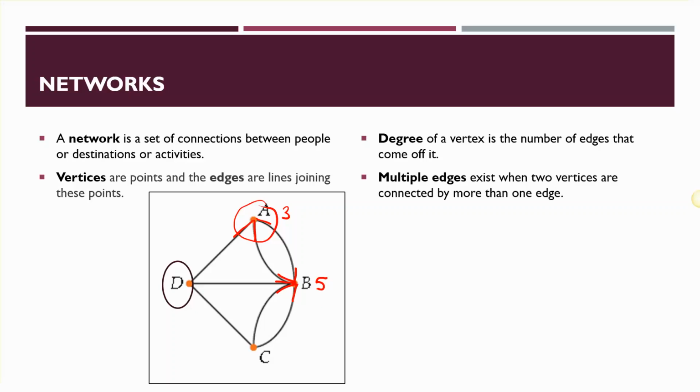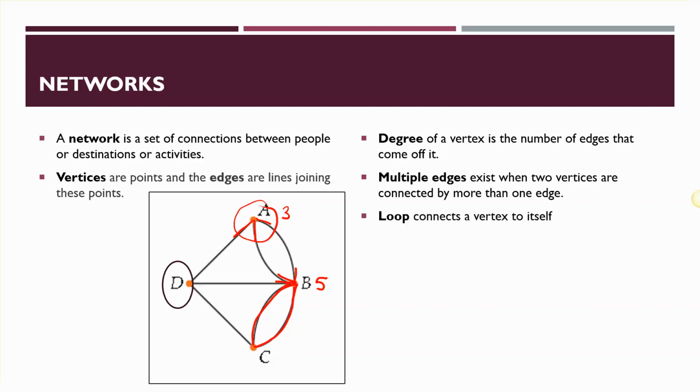Multiple edges exist when 2 vertices are connected by more than one edge. So you can see here that C and B are connected by 2 edges. So we say that there are multiple edges in this network.